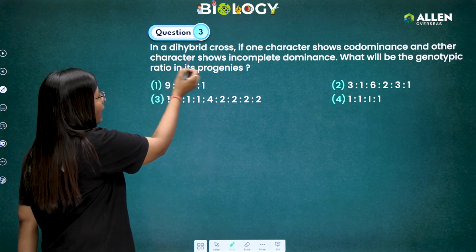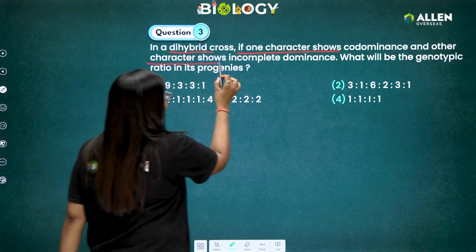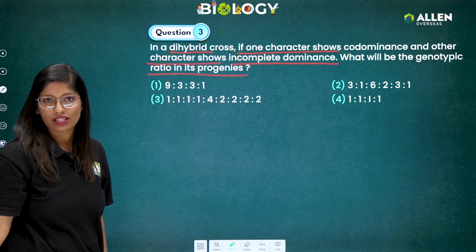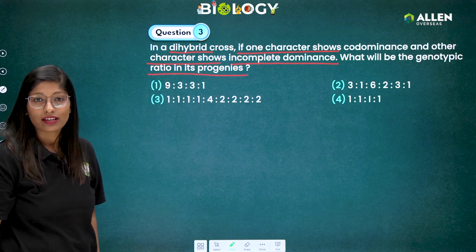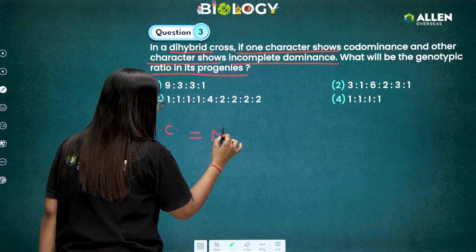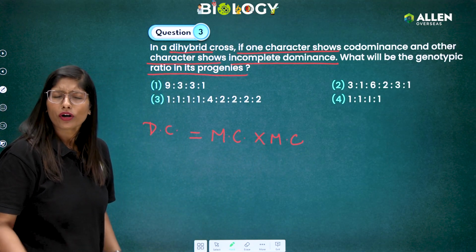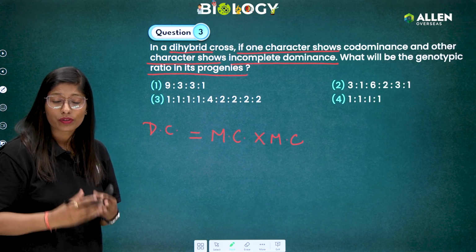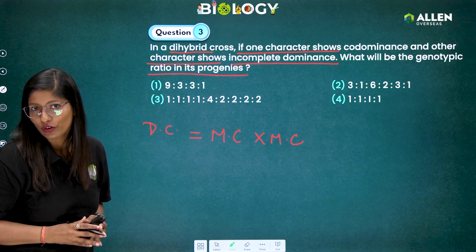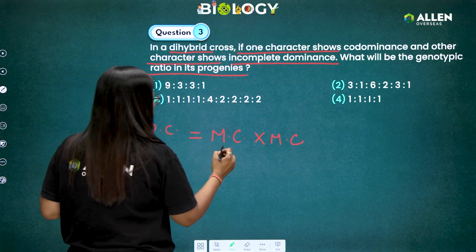They have given that in a dihybrid cross, if one character shows codominance and the other character shows incomplete dominance, what will be the genotypic ratio in its progenies? Okay, now what you will do for this question? See, a dihybrid cross is, you can say, a multiplication of two monohybrid crosses. Mendel proposed that a dihybrid cross is a multiplication of two monohybrid crosses.